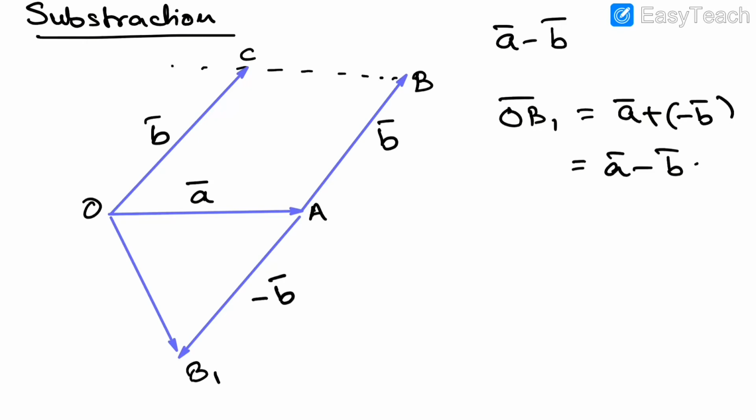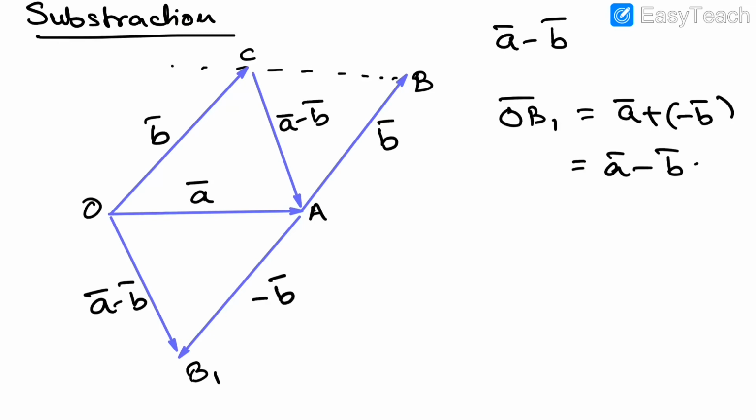From here, if we have to see what A minus B vector is, it will be this vector. Since AC vector will be the same as OB1 vector. OB1 vector is what? A minus B vector, the resultant of A vector and minus B vector. AC vector, because of parallelism, we know parallel vectors have the same magnitude. So AC vector will be A minus B vector. Correct? So for subtraction, it is better to put the tails coinciding.